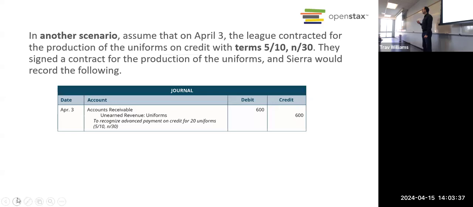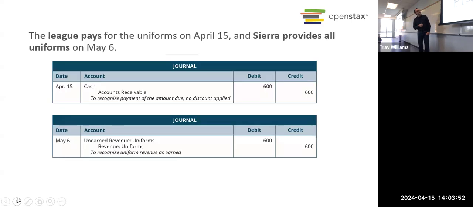If that is the arrangement, that as soon as you agree, you now owe us the $600, even though we haven't provided you the uniforms yet. Both parties have just made a promise, right? And then the team makes a payment. So their accounts receivable goes away. They do not owe anything further. And now the company has to provide the uniforms.